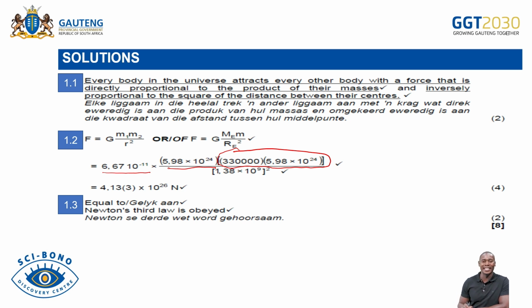Then the distance between the centers, we were told that this is the distance between the centers. It was 1.38 times 10 to the power 9, right? And it was given in meters, so there was no need for us to convert. And then all squared. Then the force exerted by the sun on the earth is going to be 4.13 times 10 to the power 26 Newton. So that one was straightforward.